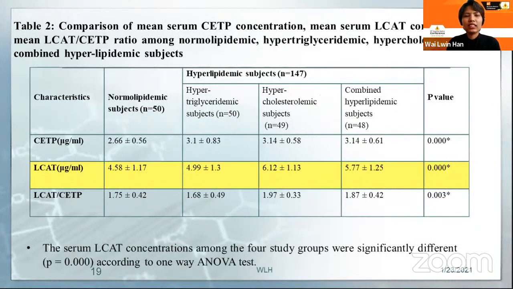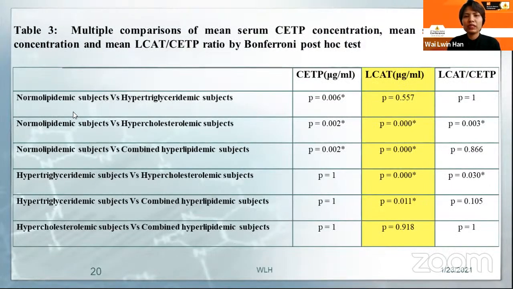As for ALCA, the serum ALCA concentrations among the 4 study groups were also significantly different, with P equal to 0.000. When compared with normal lipidemic subjects, ALCA concentration of hypercholesterolemic and combined hyperlipidemic subjects was significantly higher, but there was no significant difference between normal lipidemic and hypertriglyceridemic subjects.